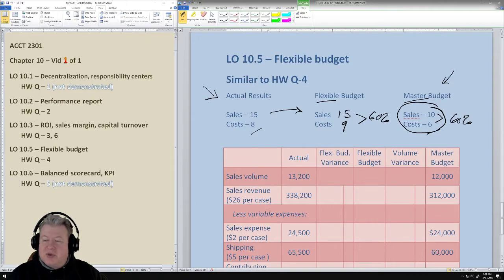Just looking at actual results versus the master budget, if the volume, the 10 and the 15, are different, it's hard for us to look at any of the other numbers and see whether they're good or not. So the first thing you need to do is scale the master budget volume-wise up to the actual sales volume, and then recalculate the cost according to the master budget percentages or ratios. And the difference between the flexible budget and the master budget is called the volume variance, because we've changed the volume.